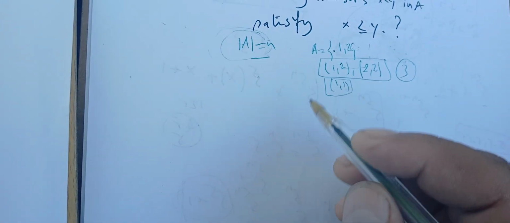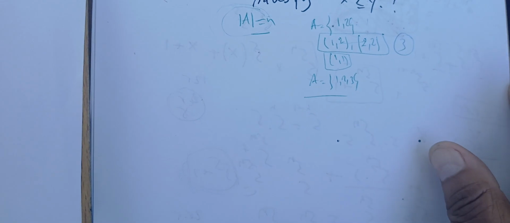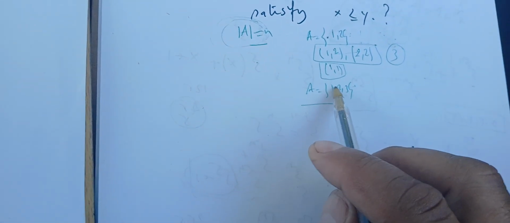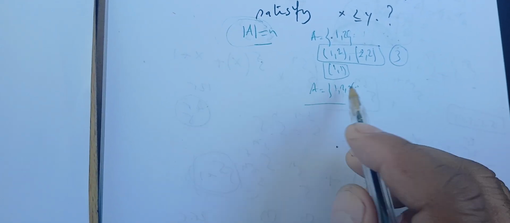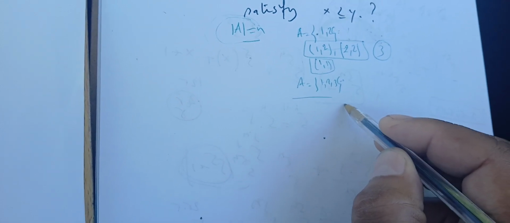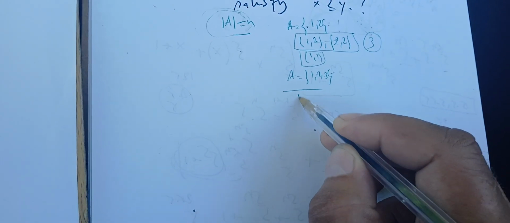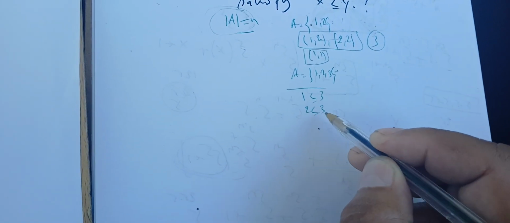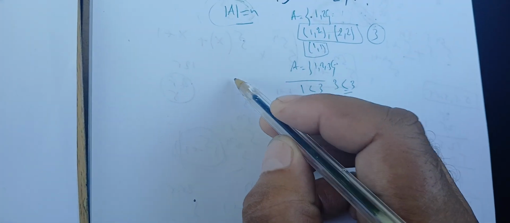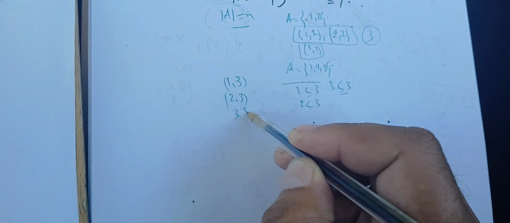Let's make this even bigger. Let's take 1, 2, and 3 as our set. In this case, x and y are in this set, so x can be 1, 2, or 3, and the same for y. If y is 3, how many elements can be less than or equal to y? 1 is less than 3, 2 is less than 3, and 3 is equal to 3. So the solutions are (1, 3), (2, 3), (3, 3).